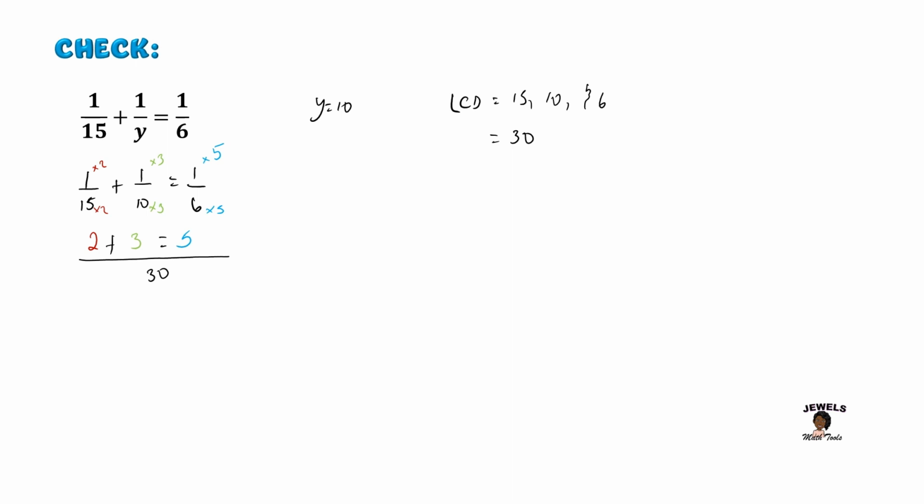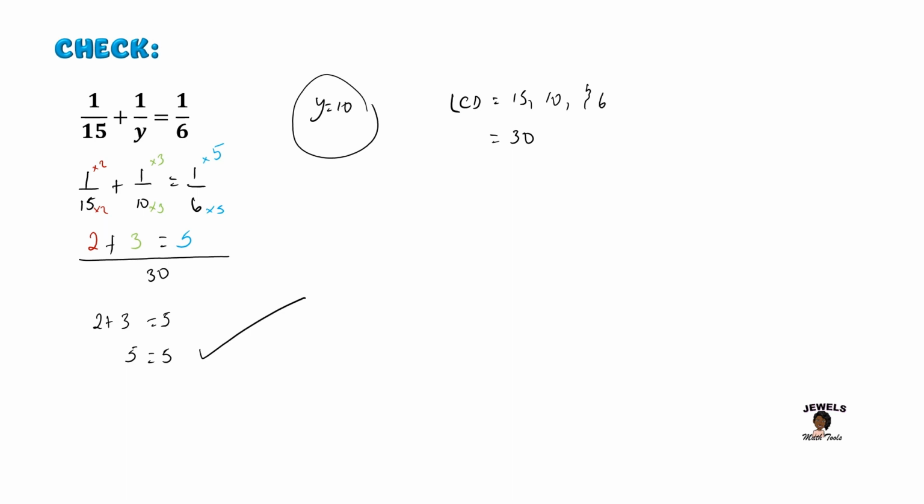Okay, so now that we have everything with its LCD, you can already see from the numerators how this is going to work out, because 2 plus 3 is equal to 5, and we have 5 is equal to 5. This means that my solution y equals 10 is the correct answer for my equation, and it satisfies my equation to where everything works out and is equal on both sides.